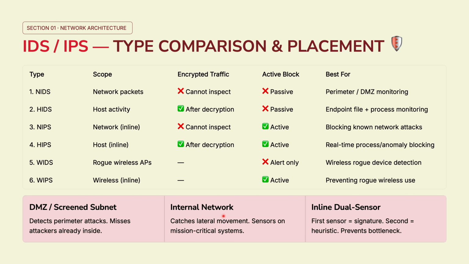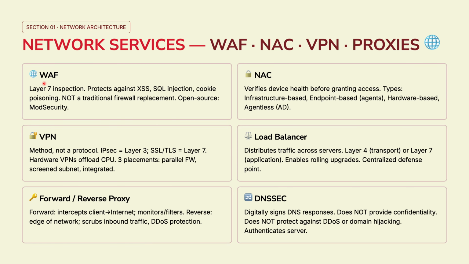Internal network sensors detect lateral movement. They should be placed on mission critical systems. Inline dual sensor architecture deploys a signature-based sensor first, followed by a heuristic sensor second, which prevents any single IDS from becoming a performance bottleneck. With detection and placement understood, let us now examine the network services that IDS, IPS must protect, starting with those you're looking at on the screen.